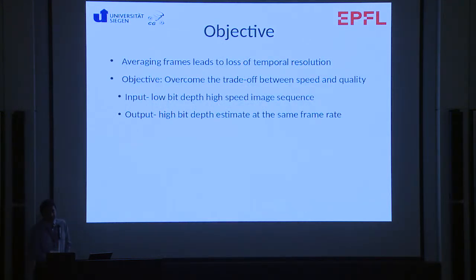So just to state the objective, we want to overcome the trade-off between speed and quality. We take a low-bit high-speed sequence as an input and reconstruct a high-bit estimate at the same frame rate. And just to clarify, currently we are not dealing with the transient kind of readings. We just use it as a 2D high-speed camera. So in this work, we have not addressed the transient imaging aspect.